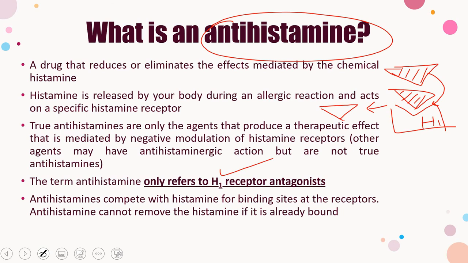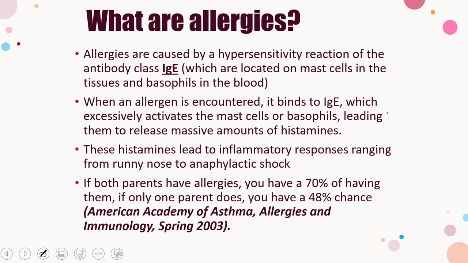So the antihistamine goes and attaches to the histaminergic receptors, and thus the histamine won't be able to come and bind with them. That is why these are also referred to as H1 receptor antagonists. Antihistamines are classical H1 receptor antagonists. But how do they work? In case of allergies, there is a hypersensitivity reaction of the antibody class IgE, which is located on the mast cells in the tissues and the basophil cells that are present in the blood.